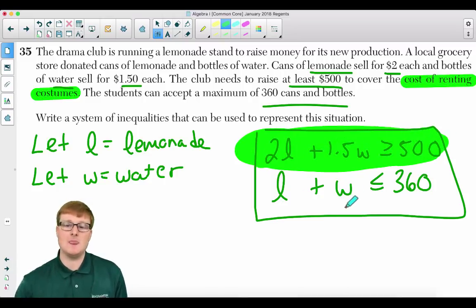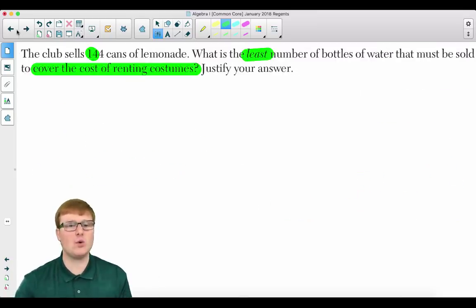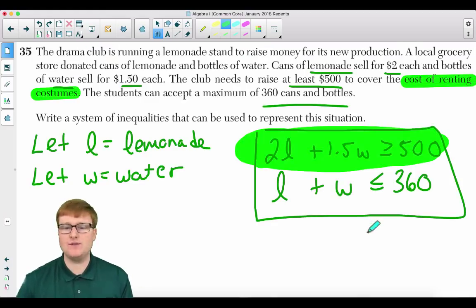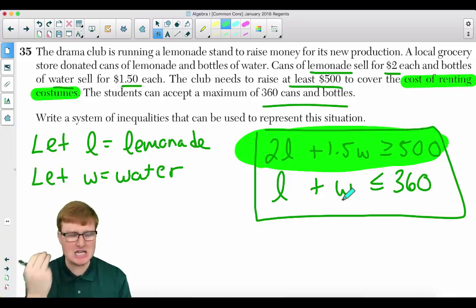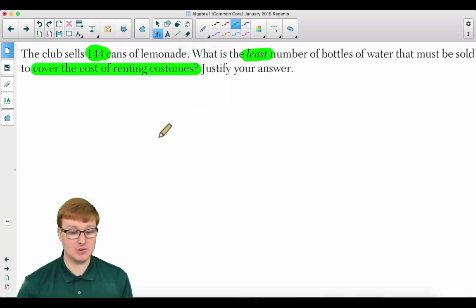We don't care how many bottles of water must be sold, because that's easy. We know if there's 144 cans of lemonade, we could figure out how many bottles of water they have to be. We don't care about that. We need money. So use the first inequality. That's what you got to do.